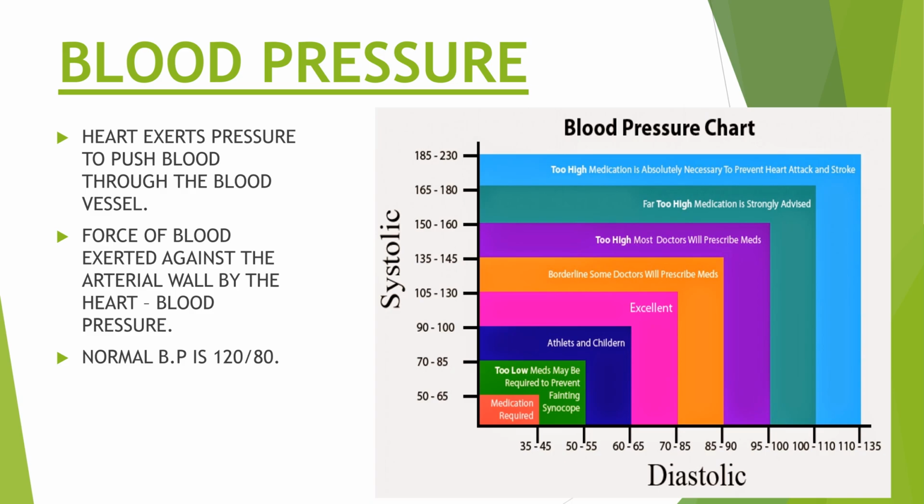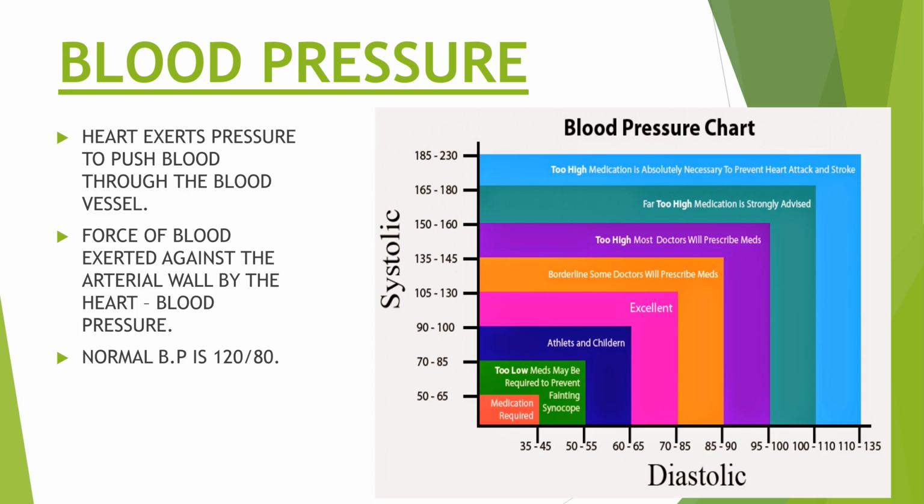Okay. Now, between 90 to 100 systolic and 60 to 65 diastolic is for athletes and children, and the excellent blood pressure is when it ranges between 100 to 130 systolic and diastolic 65 to 85. That is the best, like excellent. It is the excellent blood pressure of a normal healthy person. Then above that, between 130 to 145 systolic and 85 to 90 diastolic is borderline. Some doctors will prescribe medicine in this condition, right? It is a borderline, okay.